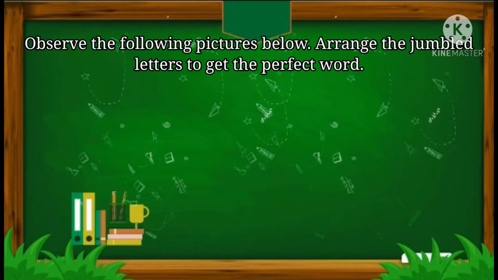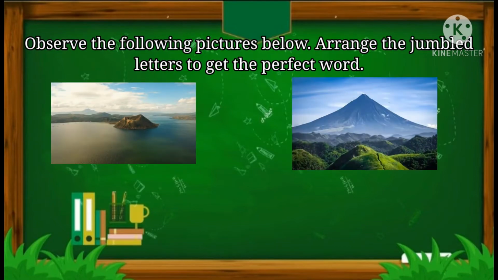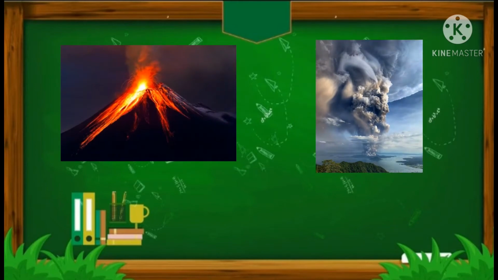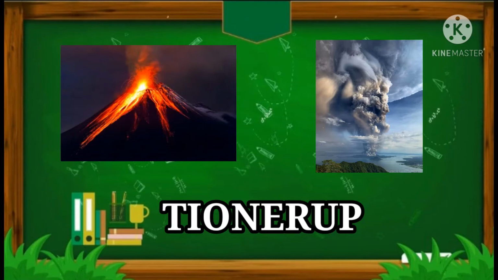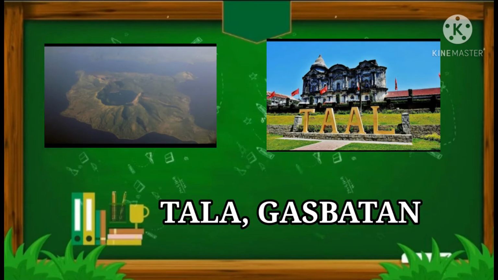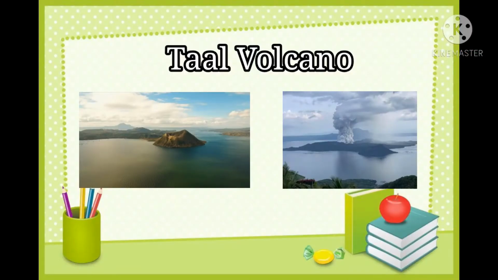For our first picture, if your answer is volcano, you are right. For our second picture, if your answer is eruption, you are right! Math terrific! And for our last picture, if your answer is Taal, Batangas, you are right! Math husay! The pictures which were presented have a great relation to the selection that we are going to read.